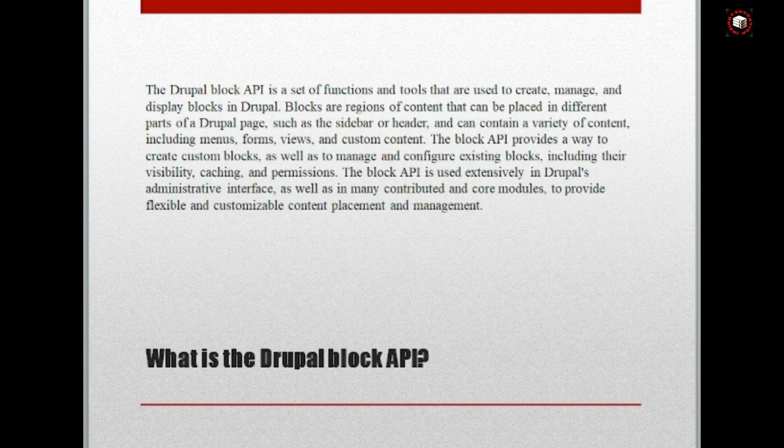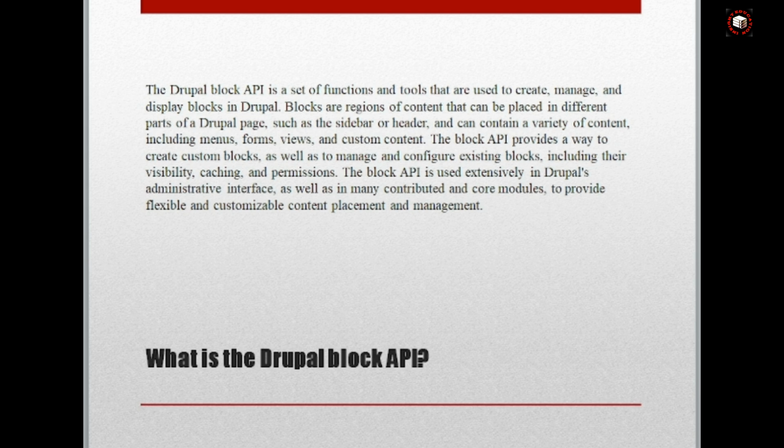What is the Drupal Block API? Block API is a set of functions and tools that are used to create, manage, and display blocks in Drupal. Blocks are regions of content that can be placed in different parts of a Drupal page, such as the sidebar or header, and can contain a variety of content, including menus, forms, views, and custom content.